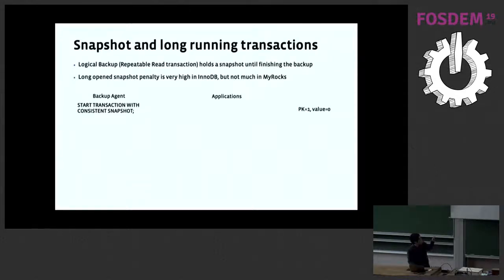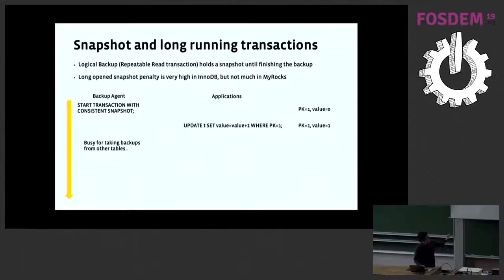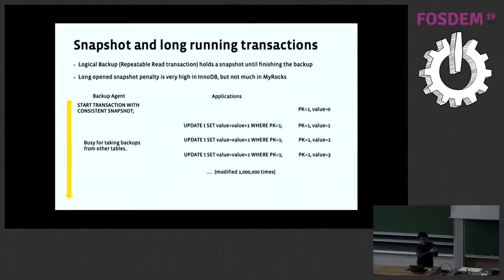So here's an example. We start a transaction with consistent snapshot, and the transaction takes a very long time taking backups from other tables. On the other hand, there is a table T with primary key equal to one and a value equal to zero. Other applications update that value, incrementing it, value equals value plus one, many times: one time, twice, three times, up to 1 million times. Then after 1 million times, the value becomes 1 million.